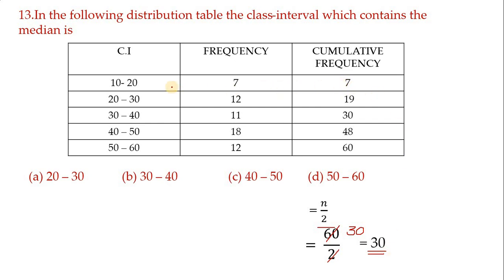See here, in the first class interval we see the numbers from 1 to 7, that's all. In the second class interval we see from 8 to 19. In the third class interval we will see from 20, because the previous one ended at 19, so in this class interval we will see from 20th to 30th. Here we have got 30. So this will be the median class. It belongs to 30 to 40. I mean option B is correct, 30 to 40.